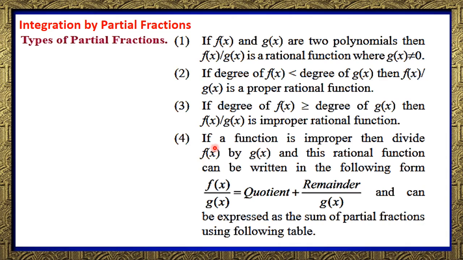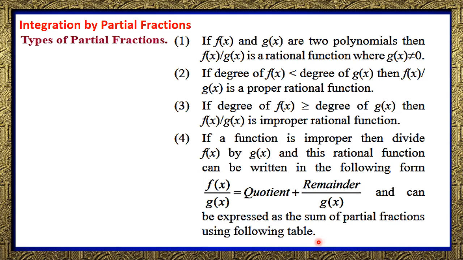So if a function is improper, then divide f of x. Improper means here the degree of the numerator is either equal to or greater than the degree of the denominator. So we can divide f of x by g of x, and this rational function can be written in the form f of x upon g of x equals quotient plus remainder upon g of x, and can be expressed as the sum of partial fractions using the following table.